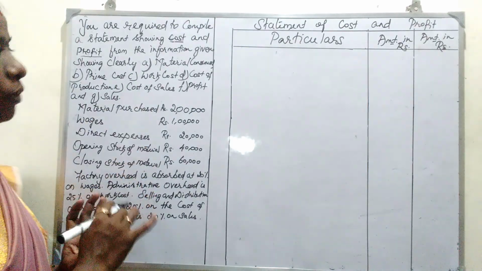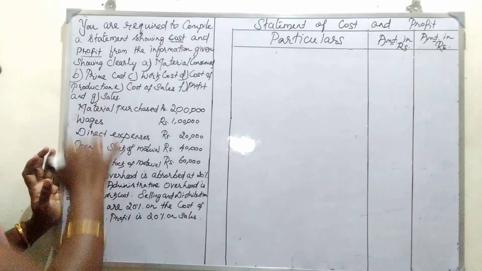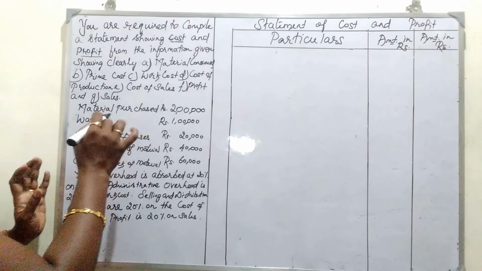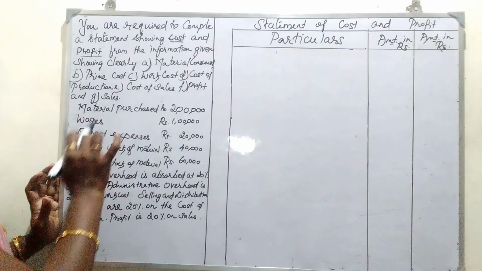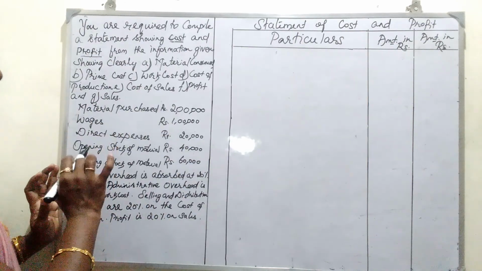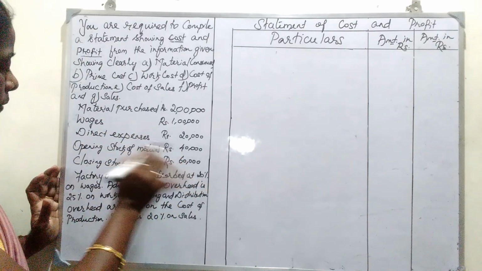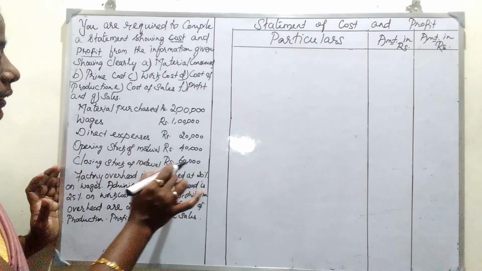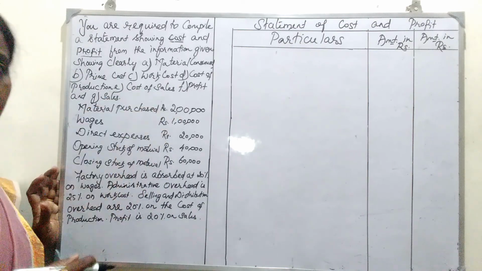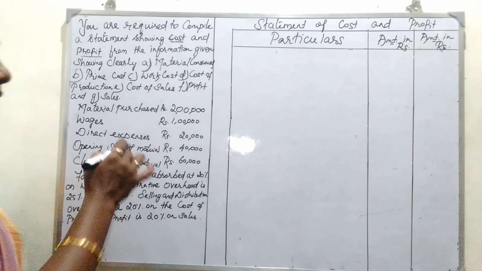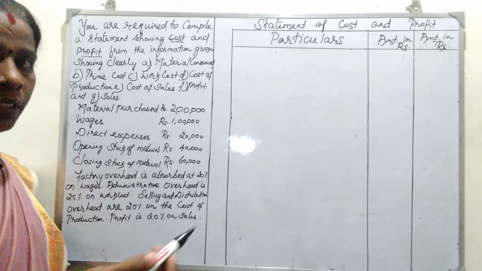So how do you find the profit and the sales? You will see in the problem. What are the expenses made? That is given below. Material purchased 2 lakhs. Wages 1 lakh, direct expenses 20,000, opening stock of material, that means raw material, rupees 40,000, closing stock of material rupees 60,000. So the opening raw material value is given in the opening stock, closing stock and purchases also. So we have to adjust these 3 and find what raw material was used for the production process.